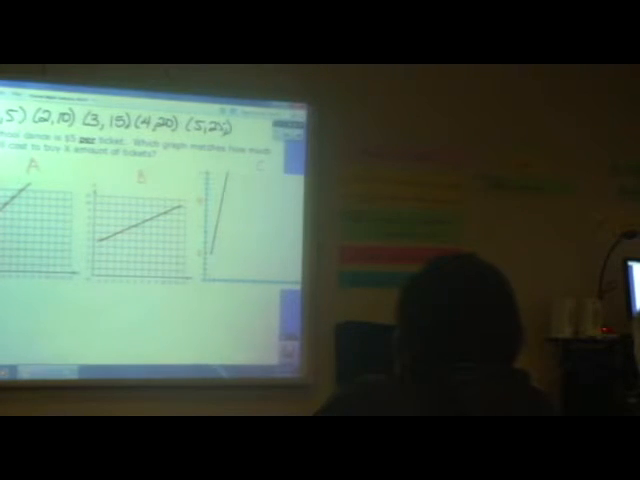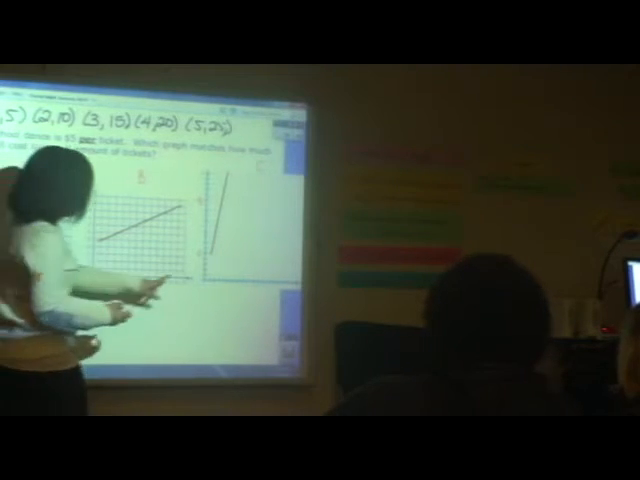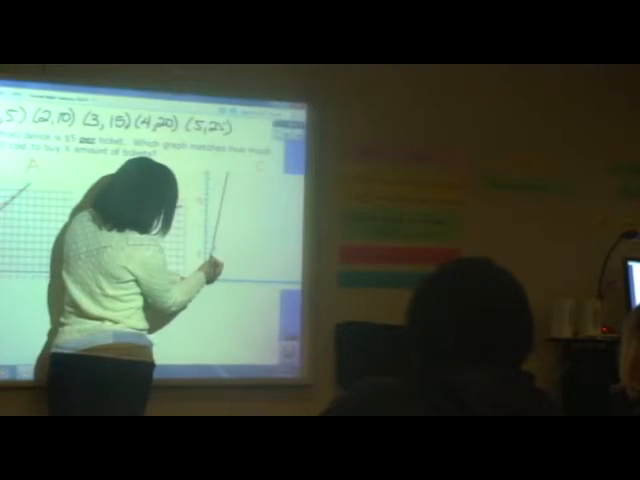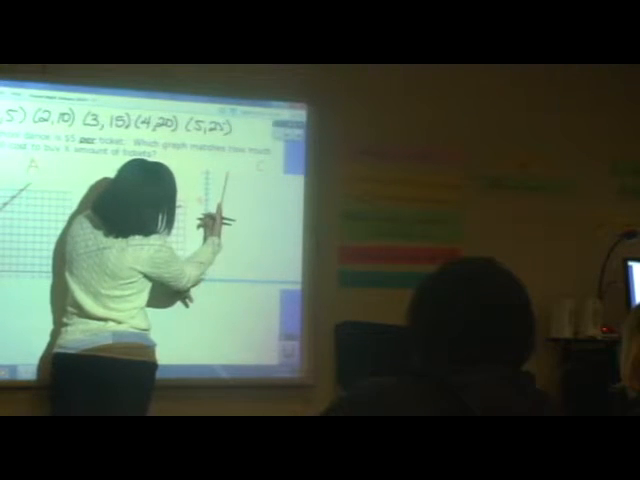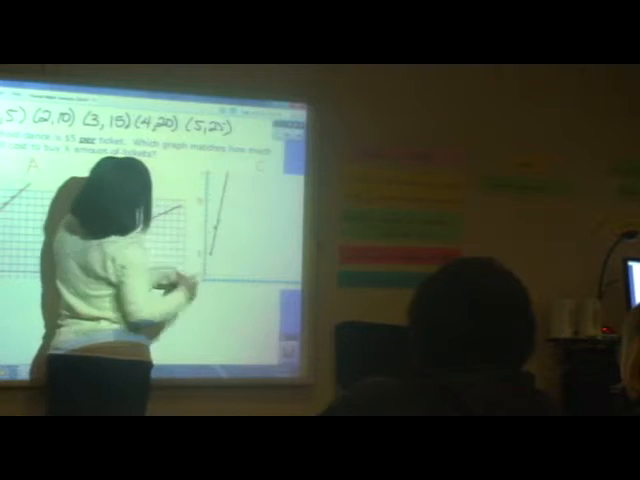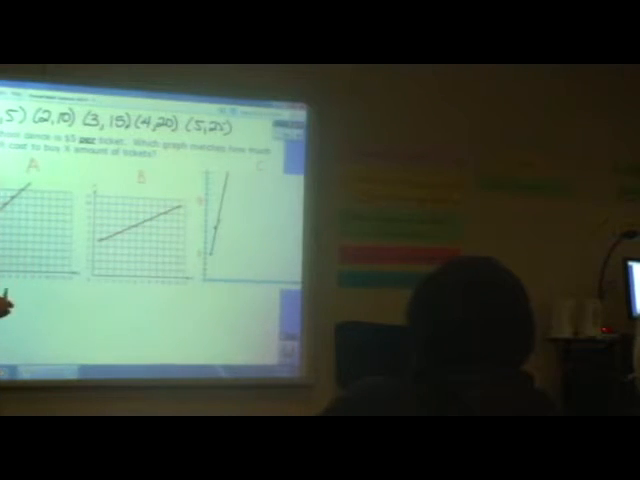Which graph would match our ordered pairs that came off our function table? C. Yeah, I know, it's a little small. When you get to C, we start at 0. Over 1, up 5, check. Over 2, up 10. Over 3, up 15, and so on. So C would be the correct graph.